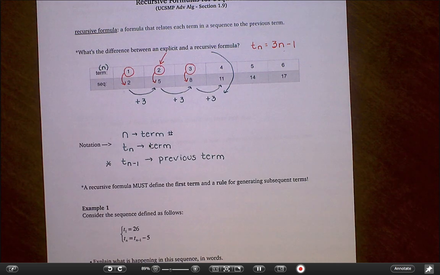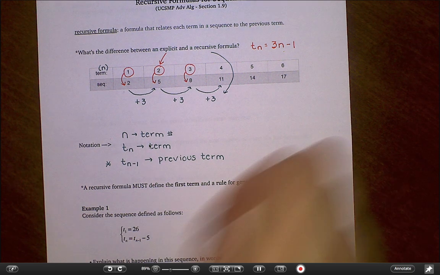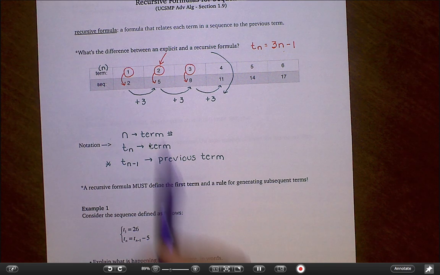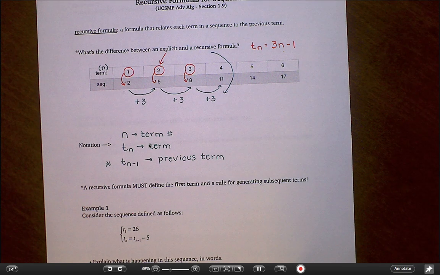So I'm just going to give you an example of what the recursive formula would look like so we can practice using the notation. A recursive formula always has 2 parts to it. You have to say where your formula is starting, because if I just say, hey, I'm going to add 3 over and over again, but you don't know where to start, you're not necessarily going to generate the correct sequence.